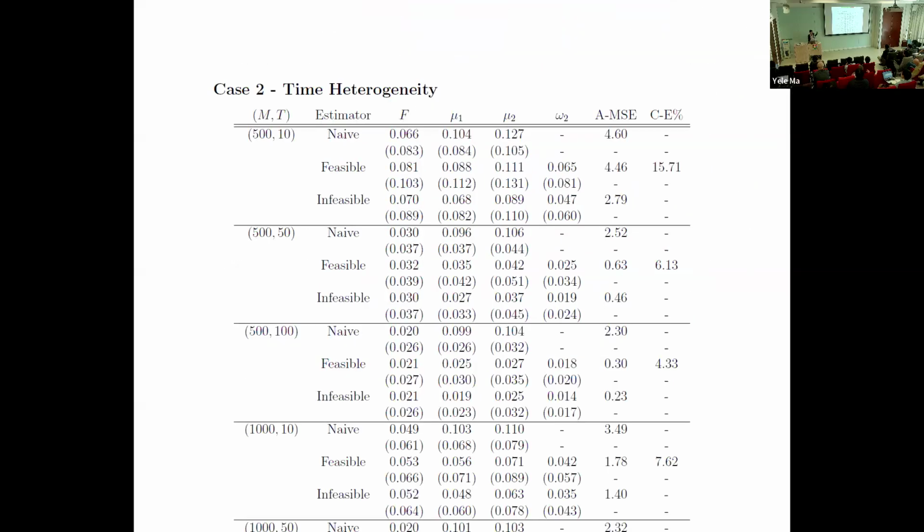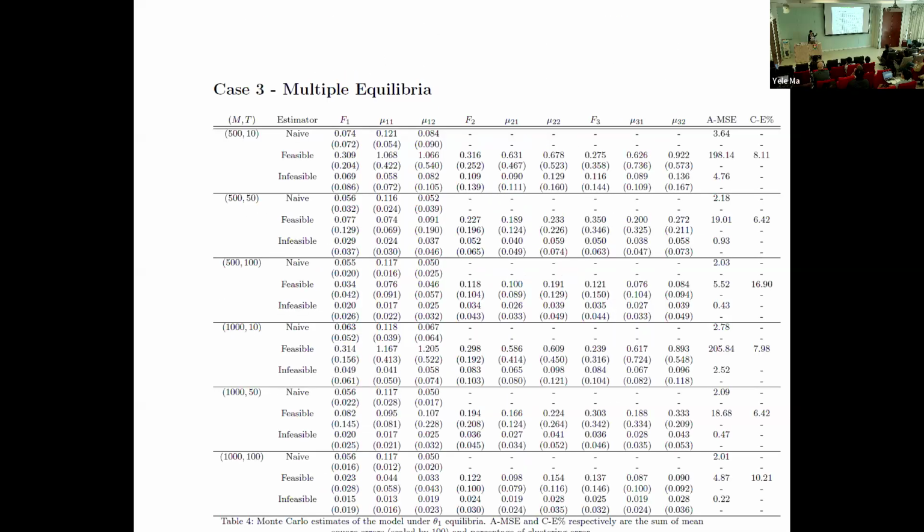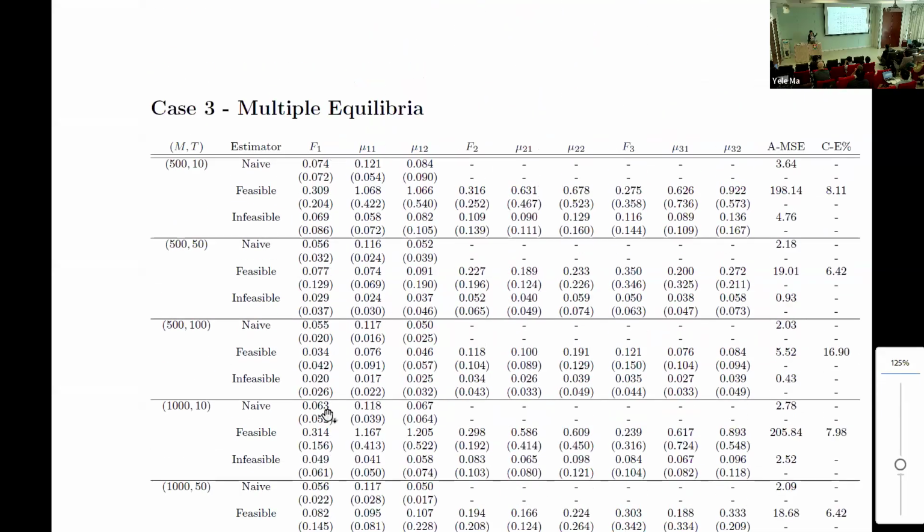So time heterogeneity, this is what I presented in London. So multiple equilibria, this is slightly interesting. Here, the data was generated using three equilibria. And you see here that things are a little bit funny. So we have 8% misclassification error here, 6%, but then 16.7%. I'm not quite sure what's going on here. Having said that, though, the estimates themselves make sense: with larger sample sizes, things get better, and the estimators are actually consistent.